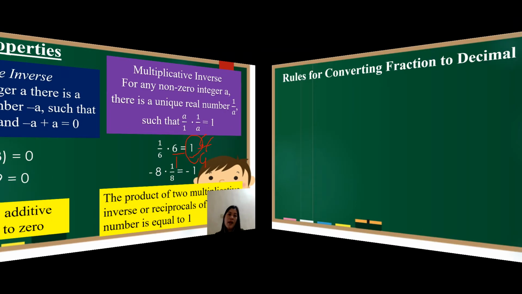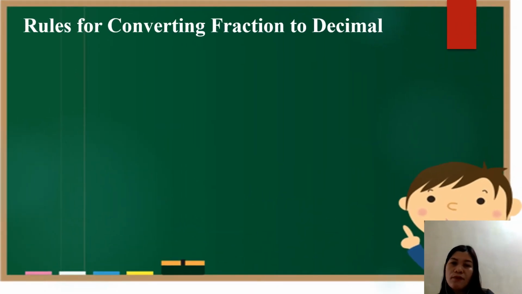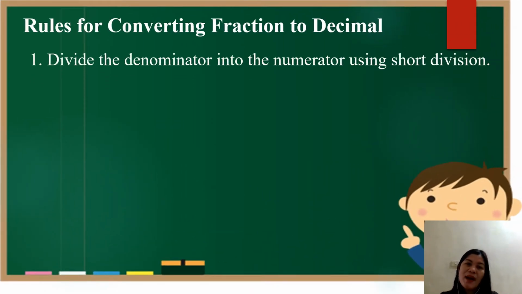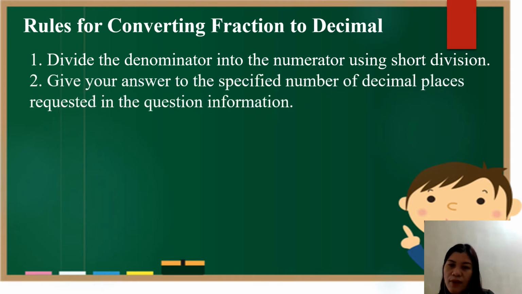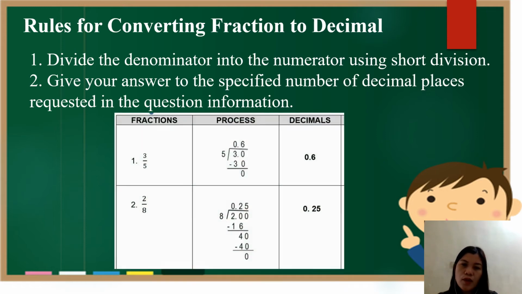Another one is the rules for converting fractions. Divide the denominator into the numerator. Give your answer to the specified number of decimal places requested in the question. So how are you going to convert a fraction to a decimal? What we do is simply divide. Take note, our numerator will be our dividend, then our divisor is our denominator. So take note of that.